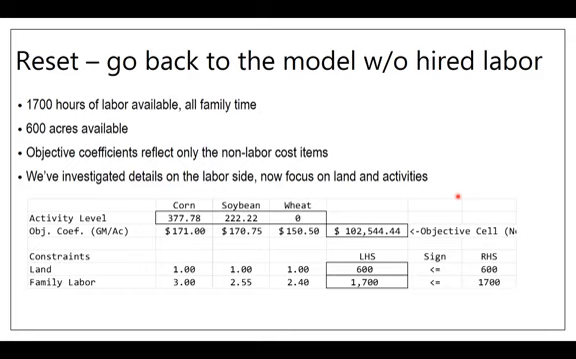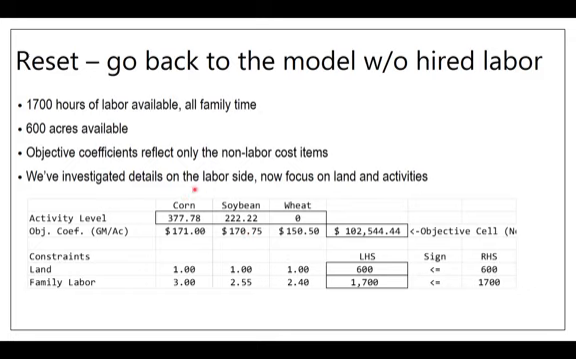So let's reset back to 1,700 hours of labor available. It's all family time. So I am going to get rid of the 900 hours that we started with that we said actually show up as hired labor. We're going to drop that. 600 acres available. The objective coefficients are going to stay corrected. So these are going to be 171, 170.75.